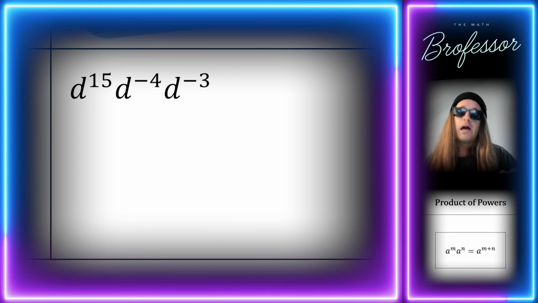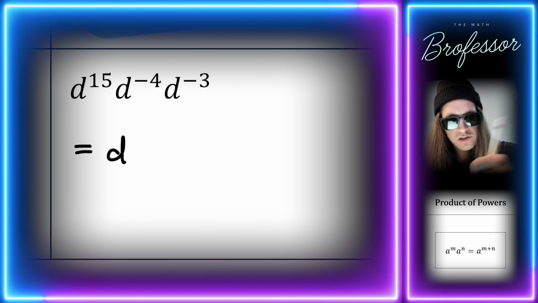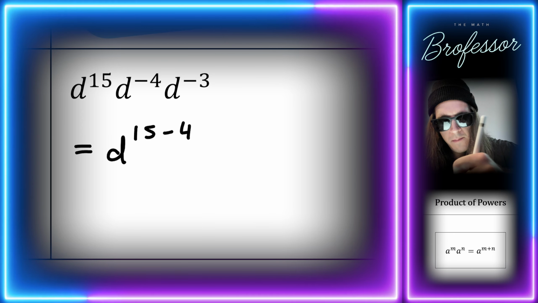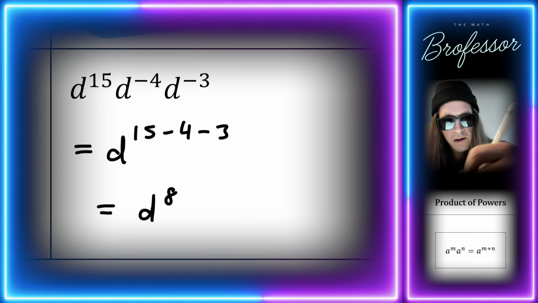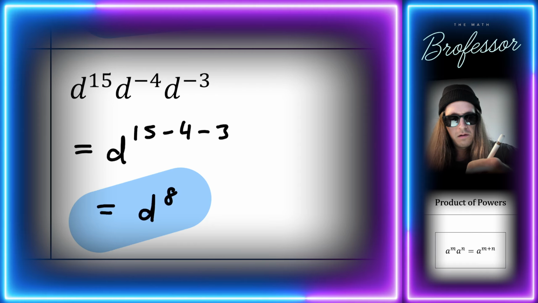Okay, hopefully by now you've caught on that adding a negative number is the same thing as subtracting. So right here, I'm just going to go 15 minus 4 minus 3. That's what that means. 15 minus 4 is 11. Minus 3 is 8. This is d to the 8th power. That's it. Good.